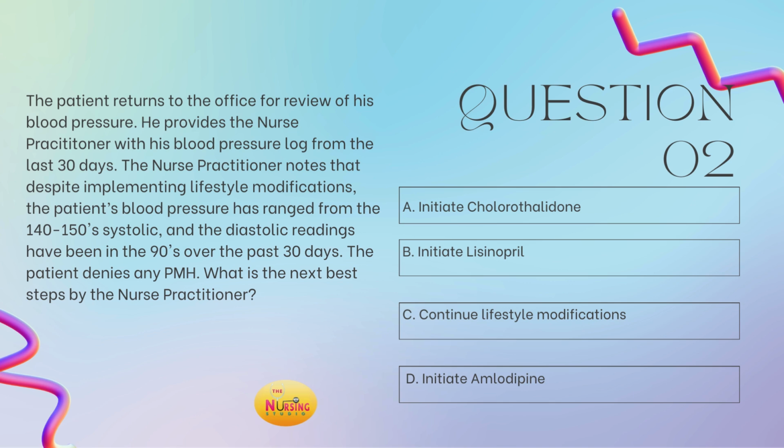All right, so the stem of the question here states, what is the next best step by the nurse practitioner? So let's see what we have so we can determine what is the priority to do next. They're asking you for the next best step. We're looking for priority answers, right? So this patient is returning for follow-up for the management of his blood pressure. He has a 30-day log of his blood pressure readings, has been doing lifestyle modifications, but his systolic readings have been 140s, 150s, diastolic in the 90s.